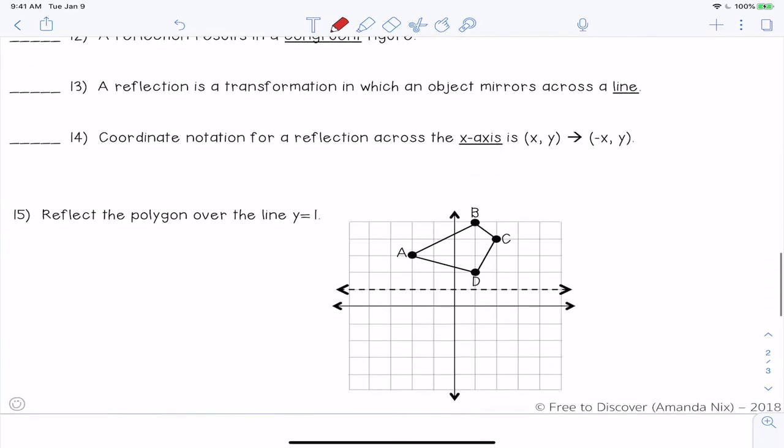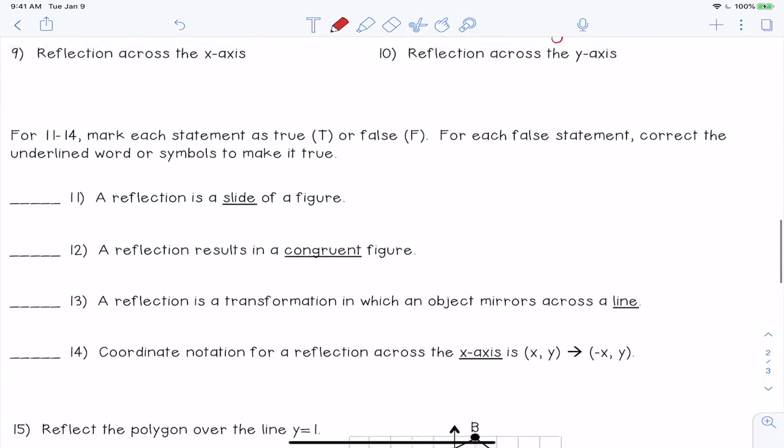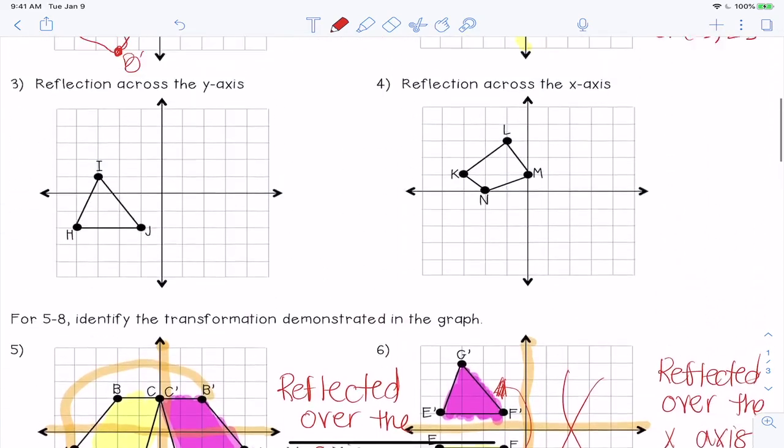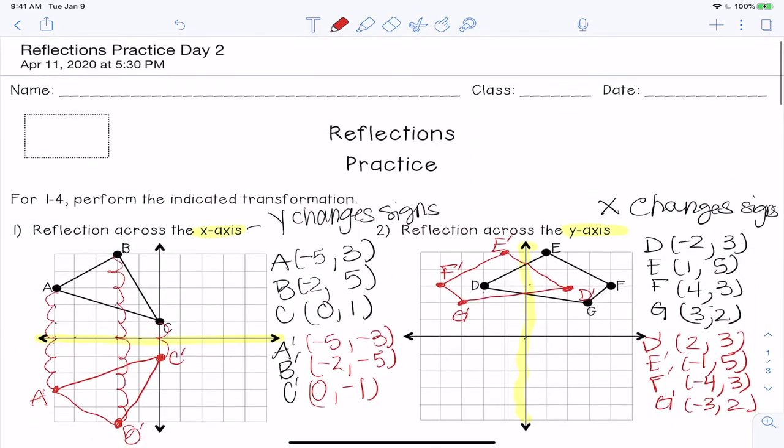And 15 is a challenge question. So I want you guys to go back through, look at this, and I will post an answer key for you.